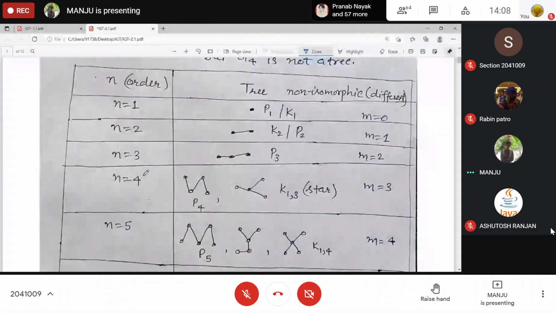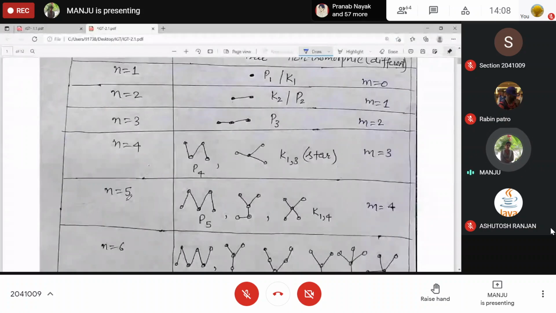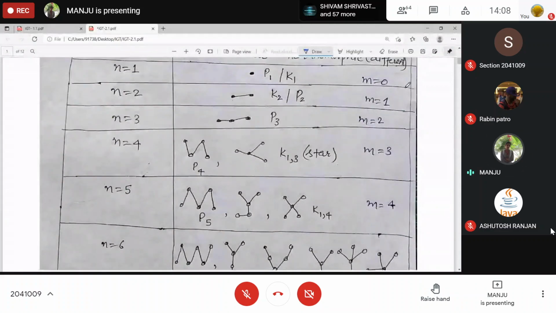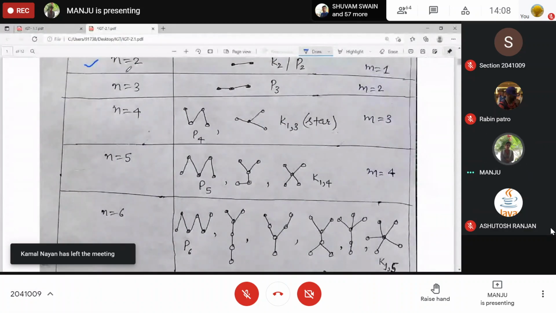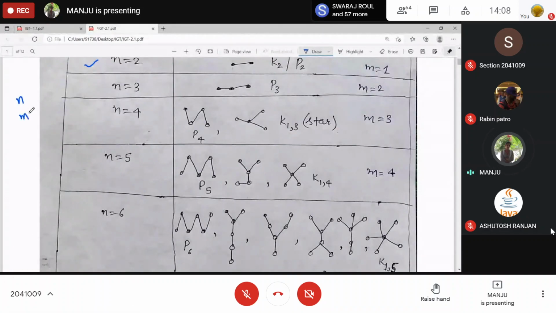These are some examples of trees. First, n is equal to 1, the trivial tree, has size 0. For n equal to 2, the size will be 1. In the case of an order n tree, the size will be n minus 1. This is because no cycle is present, and whenever a cycle is present, there have to be at least n edges. No cycle means there are n minus 1 edges.